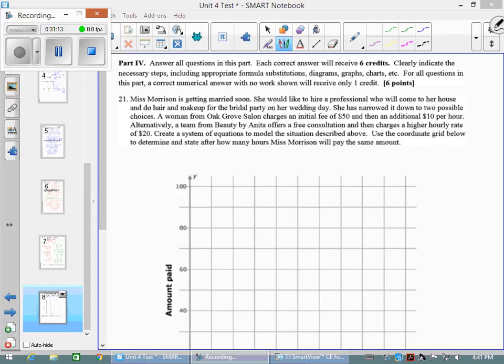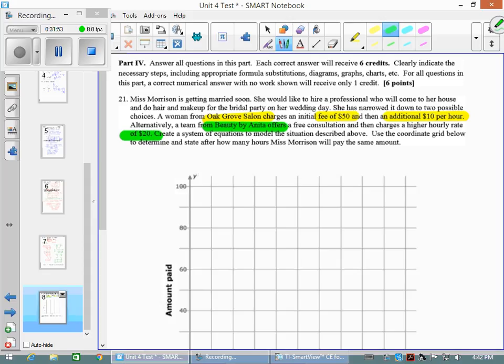So a woman from Oak Grove Salon charges an initial fee of $50 and an additional $10 per hour. A team from Beauty by Anita offers a free consultation and then charges a higher hourly fee of $20. So this is Beauty by Anita, and she charges $20. They want us to create a system of equations to model the situation and then use the coordinate grid to determine and state after how many hours she will pay the same amount, not mattering what company we go with.